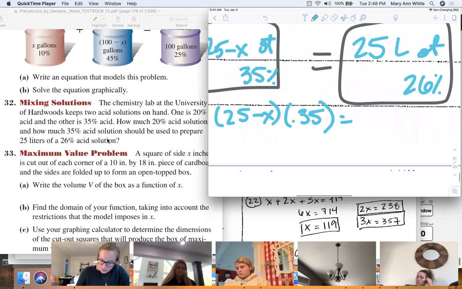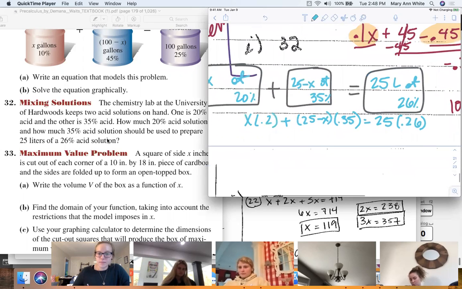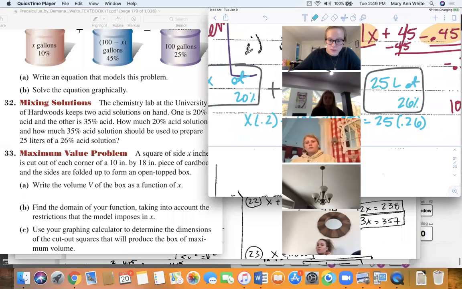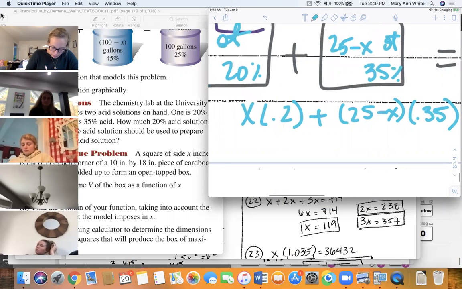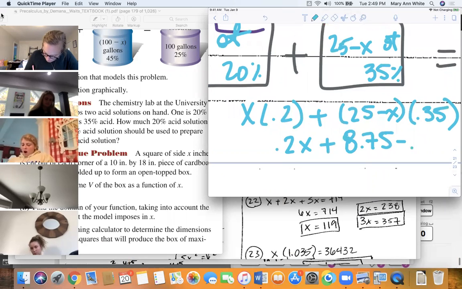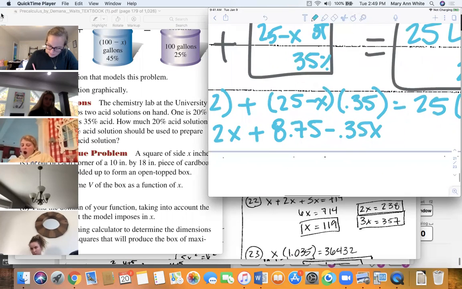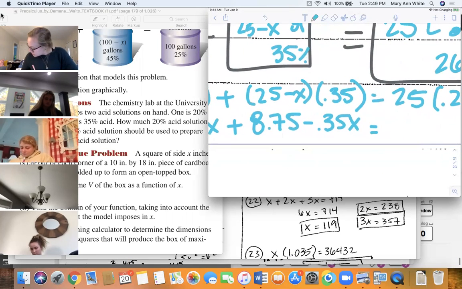And then the last one is 25 of 26. I'm going to do 25 times 0.26. Anybody have any questions so far? Okay. Now I'm going to multiply, do my algebra, 0.2x plus, these don't work out as nicely, but I get 8.75 minus 0.35x. And then 25 times 0.26 is 6.5.